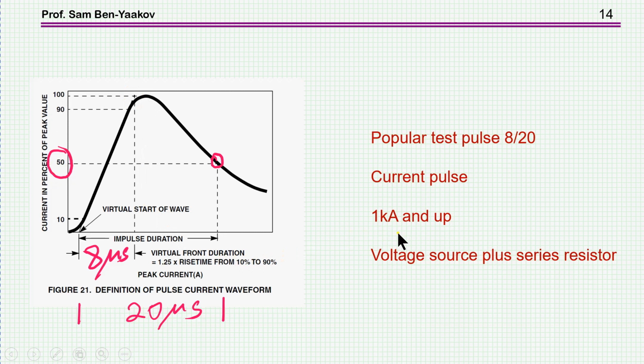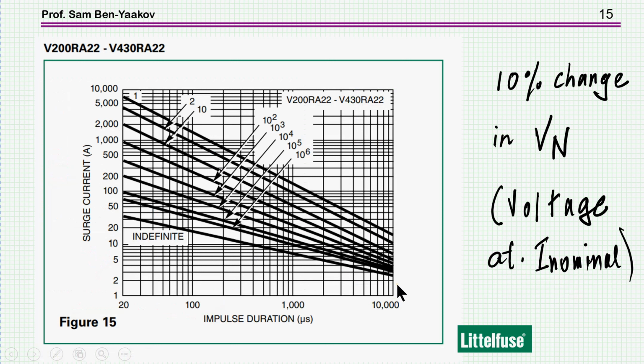The peak currents are thousands and even higher kiloamps, depending on the device and the level of protection that you need. Now, again, the source for testing is the voltage plus a series resistor. So here is one example of how this degrading is specified.